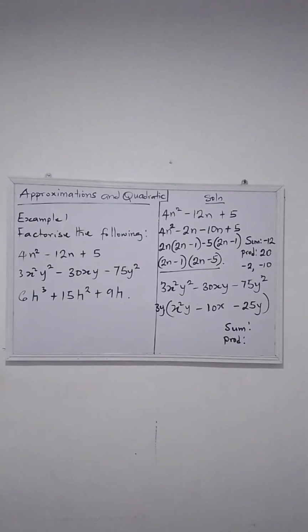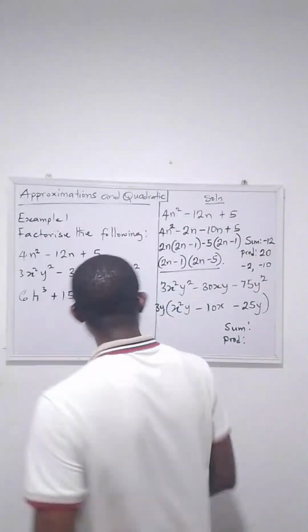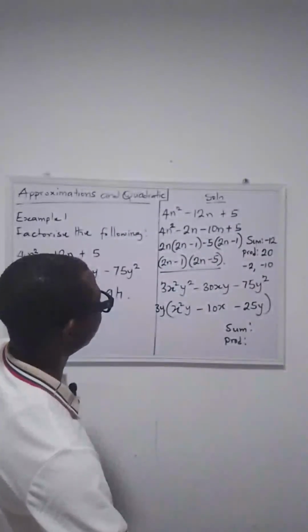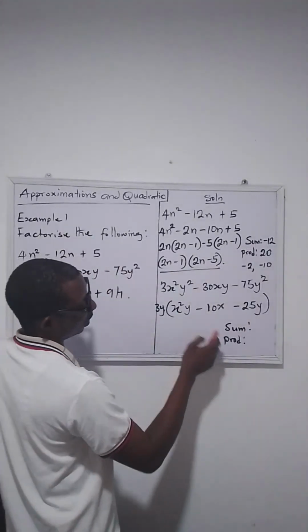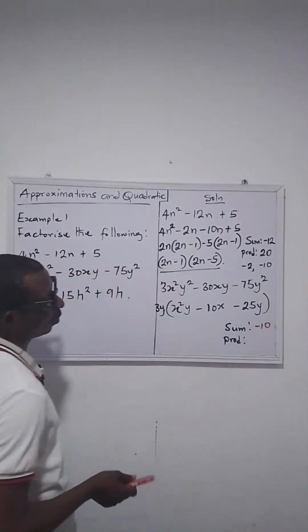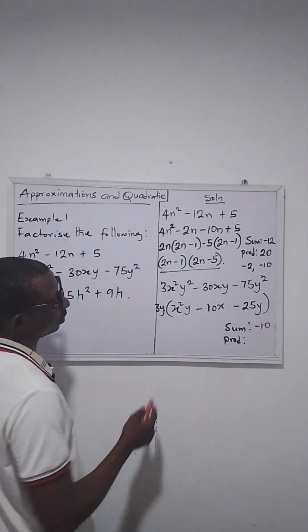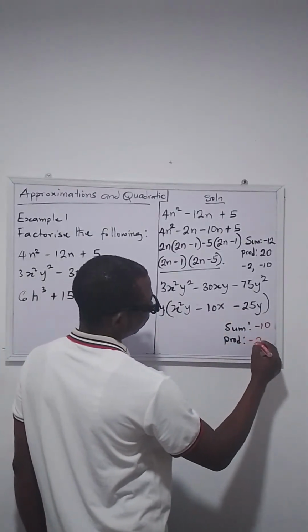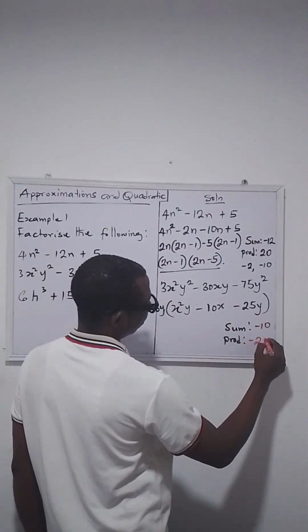All right, yes, we are all doing fine. So let's look at it together. So it shows that we are all in class. Now the sum is the coefficient of x here, so that is -10. And what is going to be the product? The product is the coefficient here times this. That's going to be -25.